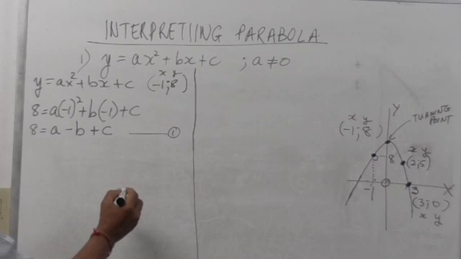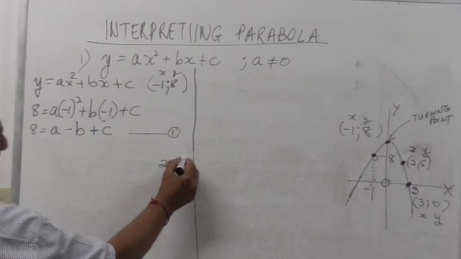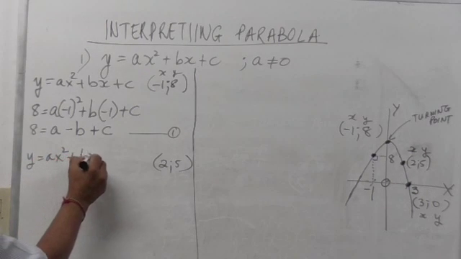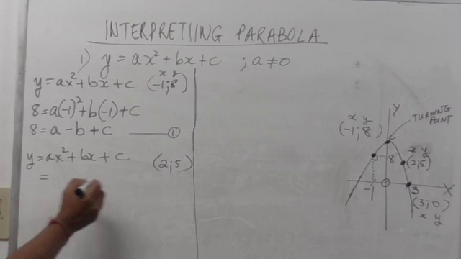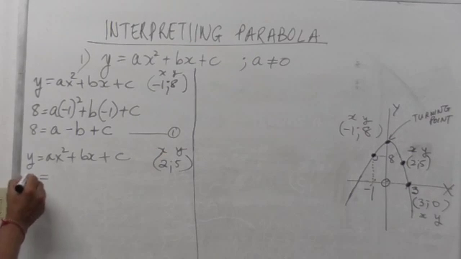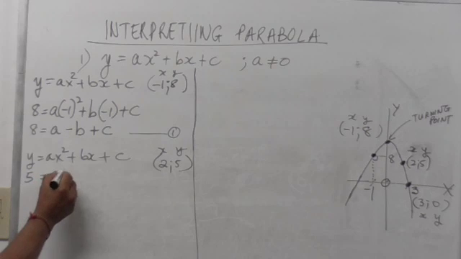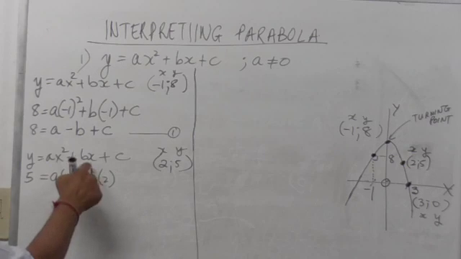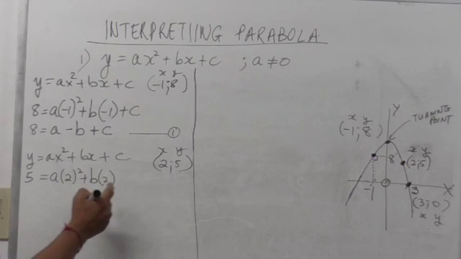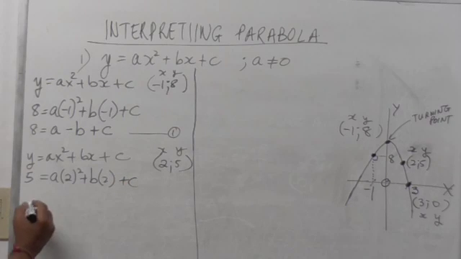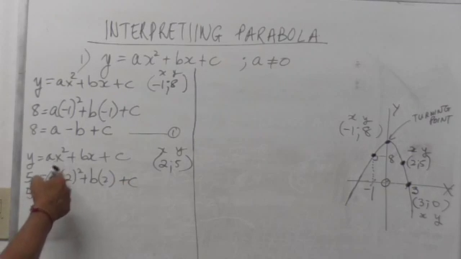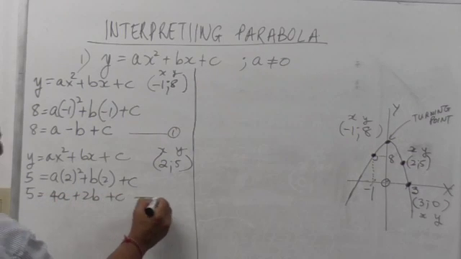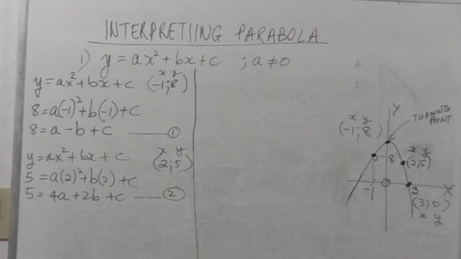So we have the first equation. Now we use the next ordered pair. Say we use 2 and 5. y is equal to ax squared plus bx plus c. This is x, that is y. y is 5. x is 2 squared, x is 2, plus c, because we're using this ordered pair now. So that's 5 is equal to, 2 squared is 4, 4 times a is 4a, plus 2b plus c. Now we got our second equation.